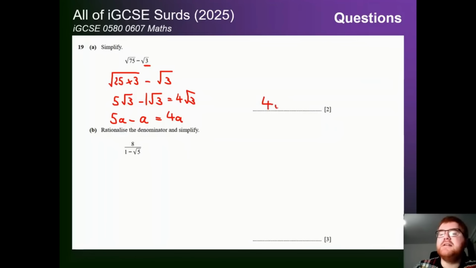One of the biggest mistakes that's made on this kind of question is you forget to subtract and you add instead and put 6 root 3. Please don't do that in the exam.